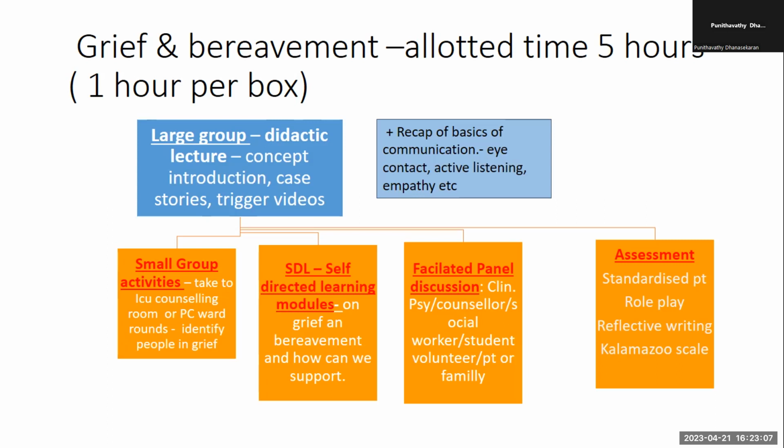Then the last one is about assessment. Since this comes under the communication module, we wanted to assess it with the Kalamazoo scale and do a role play or give a standardized patient who will act as if he is in grief, and the student should be actively listening, retrieving information, asking what happened, like that. Are they having eye contact, or are they speaking to the patient, the attender, in the right way? How is their mannerism, body language? Are they waiting, giving pauses? Are they being silent? All that we can notice and assess.